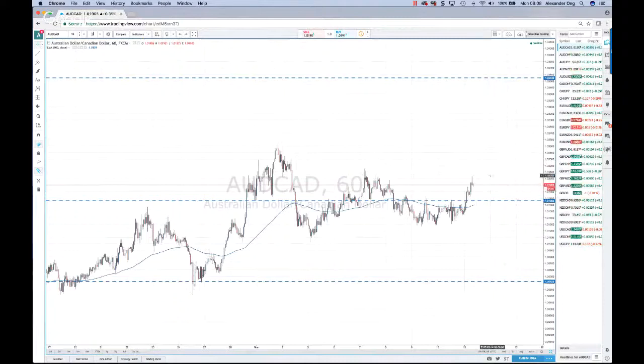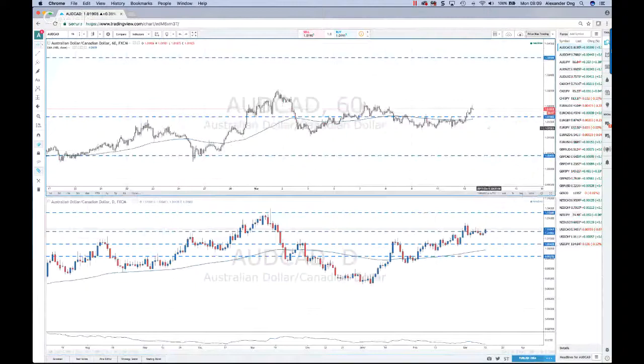As far as the Aussie CAD goes, as long as we hold above this level, we're bullish. We will be looking to take a buy opportunity. If it steps back down below this level and holds below it, then we'll have to change our views somewhat, and perhaps look for a break beneath this level here at 1.0125. But as long as it's holding above here, we have to remain bullish.